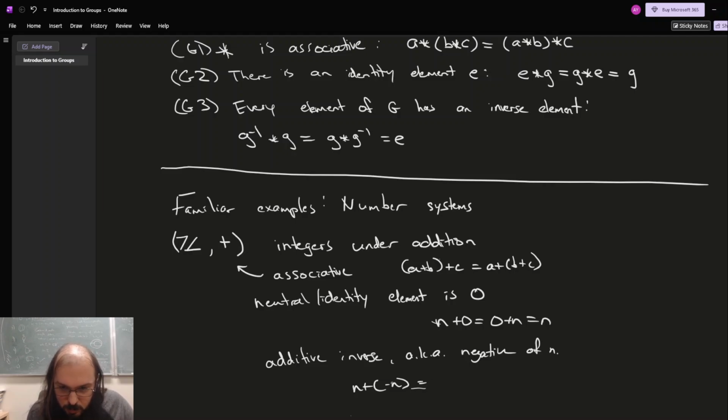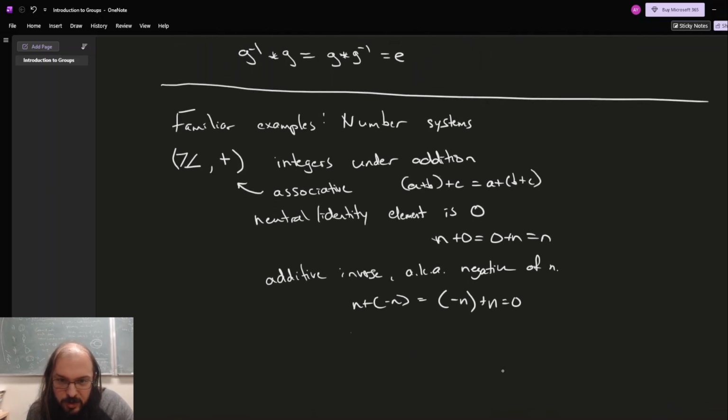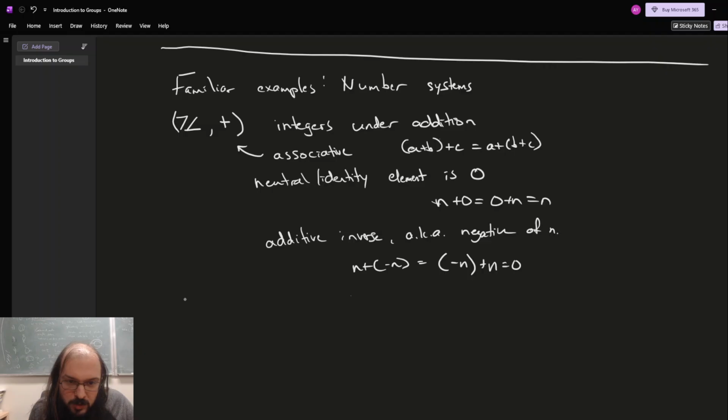So this deals with the integers under addition. Of course, any other familiar extension of the integers will also work.